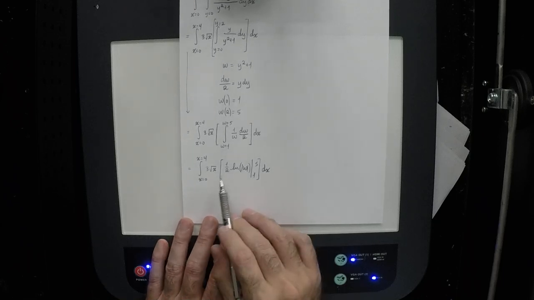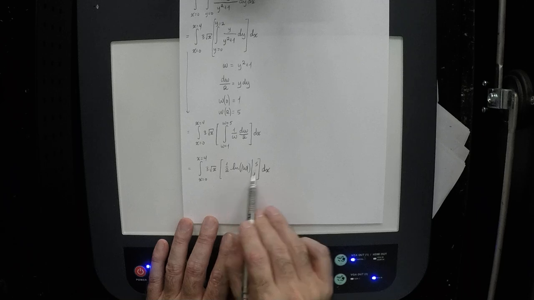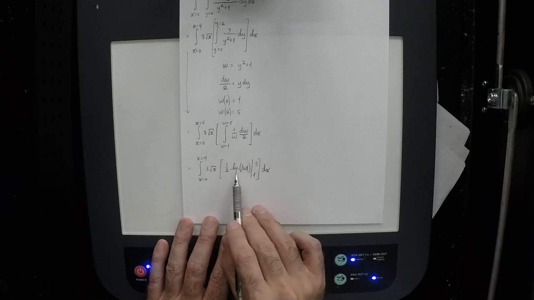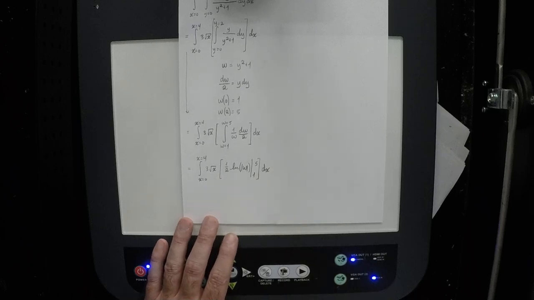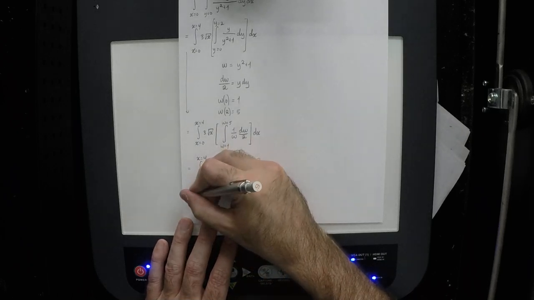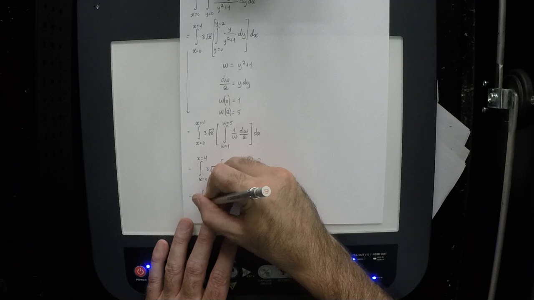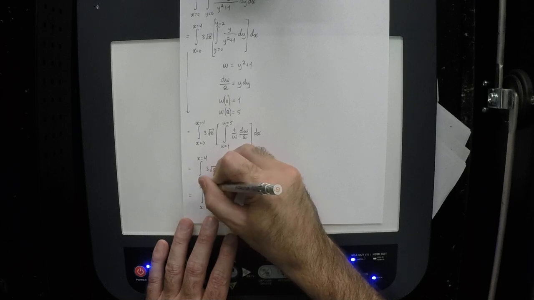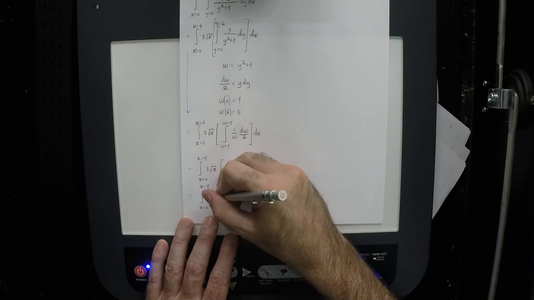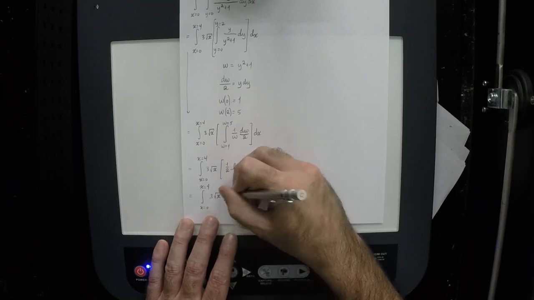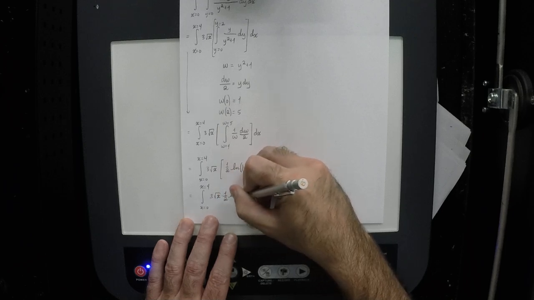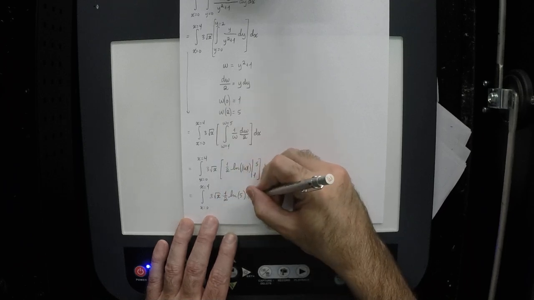Okay, so plugging in those W values, again, we're going to get the log of 5 and the log of 1. But what's the log of 1? 0. So we get 3 square root x times half logarithm 5 dx.